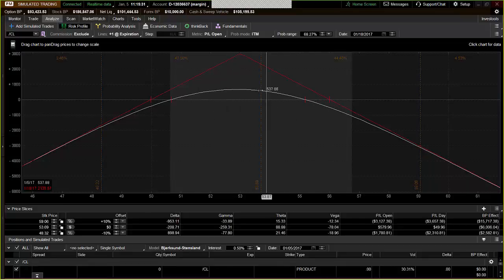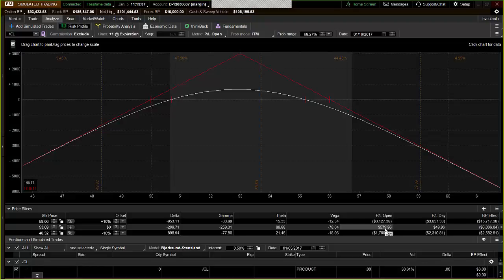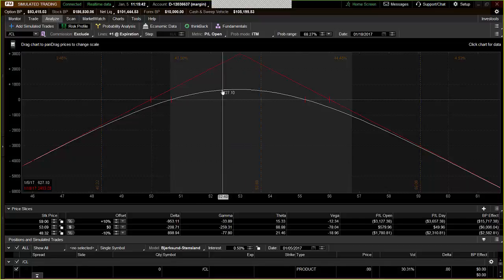And this is today. So here I'm making approximately $577, which is right here, confirmed. And if the market goes down, I can go all the way here and I'm still not losing any money. I can go all the way here and still not lose any money. That's today, because the white line represents today. The red line represents what this is going to be worth at expiration.